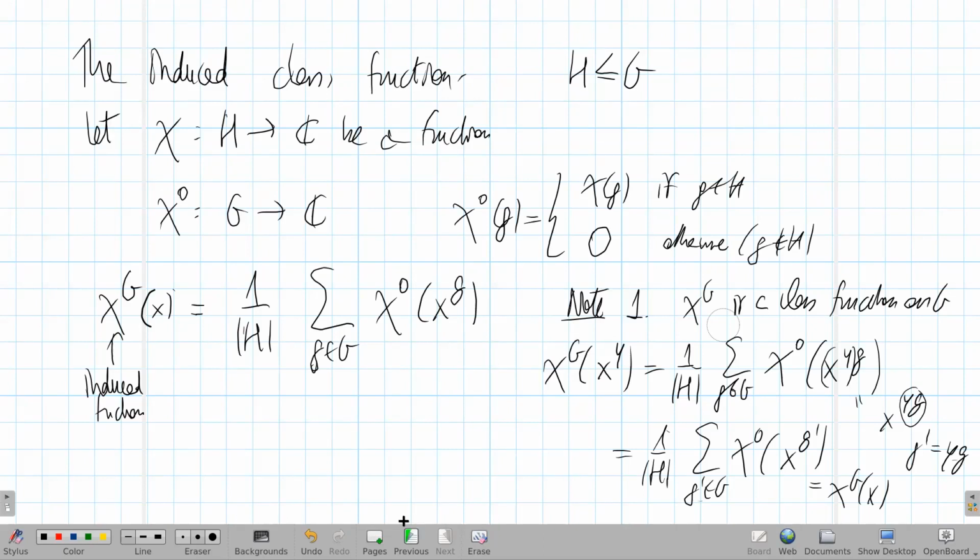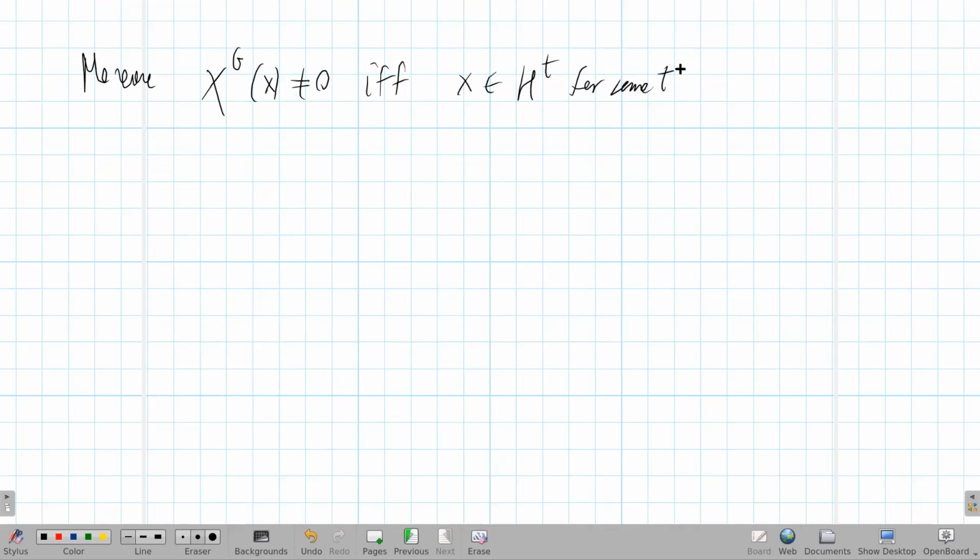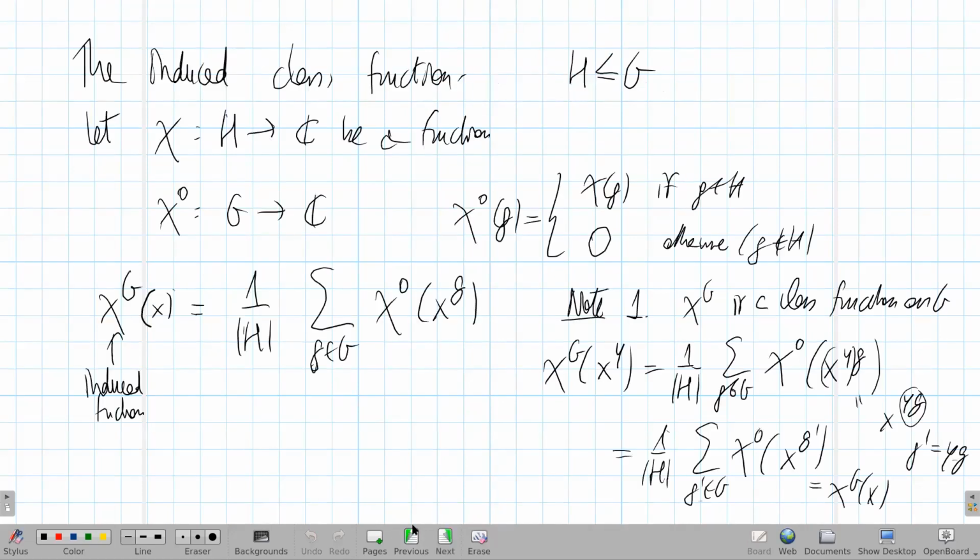Moreover, as we were seeing in the previous calculation, chi G of x is different from 0 if and only if x is in h t for some t. And the reason is quite simple, because for this to be different from 0, there might be a g. Okay. Let's copy this and get to the next.